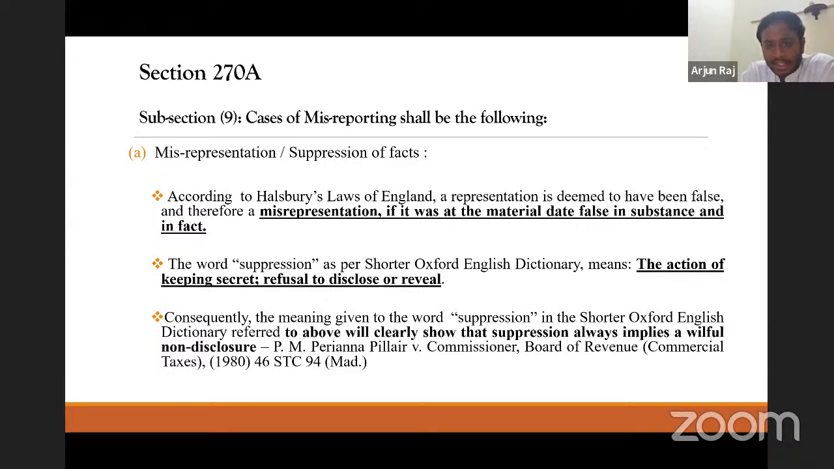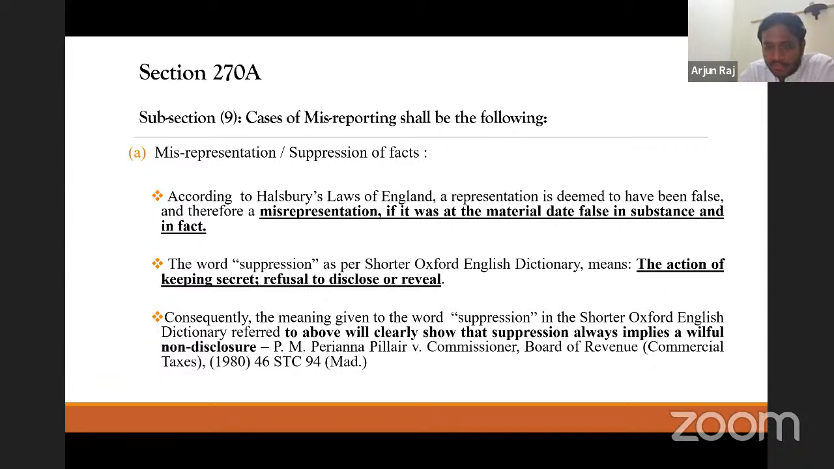Basically, misrepresentation has to be examined on a case-to-case basis, which would involve a scenario of representing false facts, which are material for making a decision. Similarly, suppression would involve an action of keeping a secret or a refusal to disclose or reveal a material fact, which would alter the decision, and that would again fall within the ambit of suppression of facts.